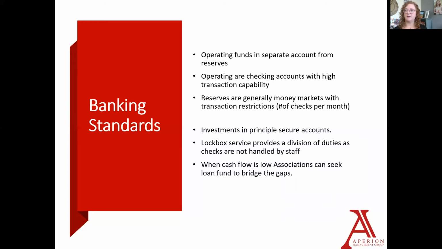Your operating account is probably going to be a high transaction account, and so that is going to be a basic checking account that has low or no interest bearing on it. Your reserves are going to be money market accounts, unless, we do have some communities that have high transaction reserve. They're paying more than 5 checks a month out of their reserves, and so occasionally they have to have 2 reserves.